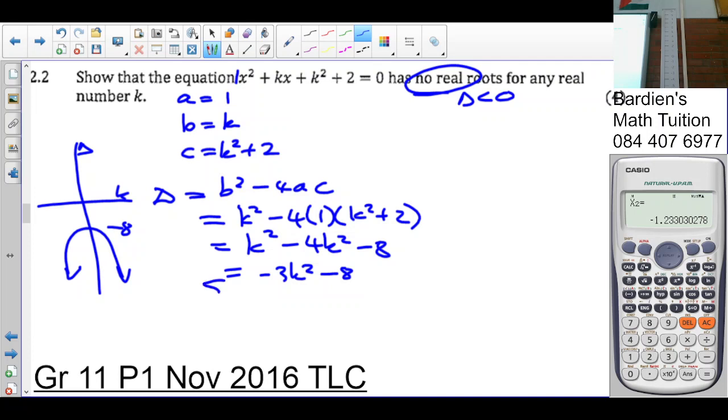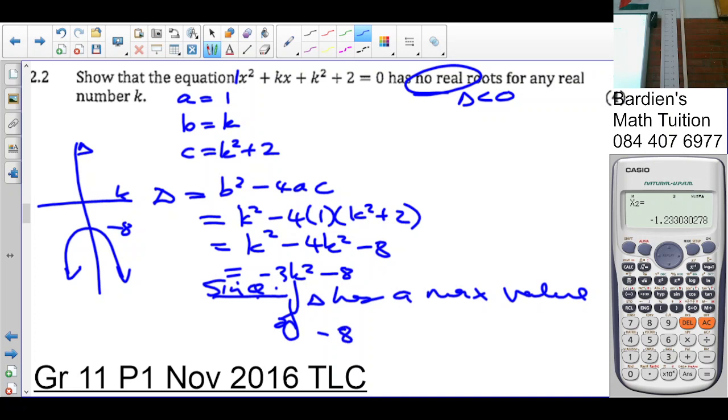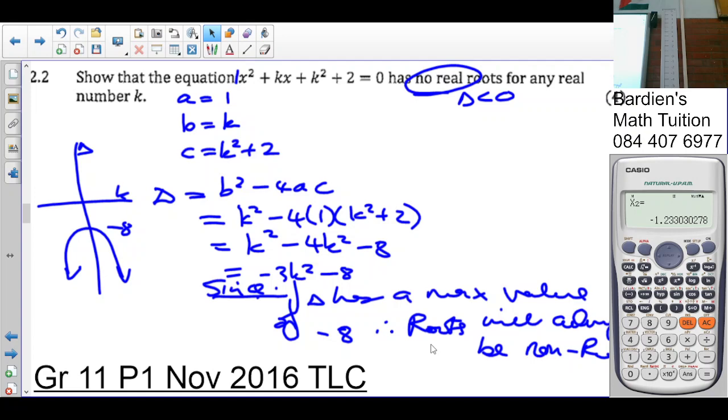So we say since delta has a maximum value of negative 8, therefore roots will always be non-real for all real values of k. Can you see that, people? Alright.